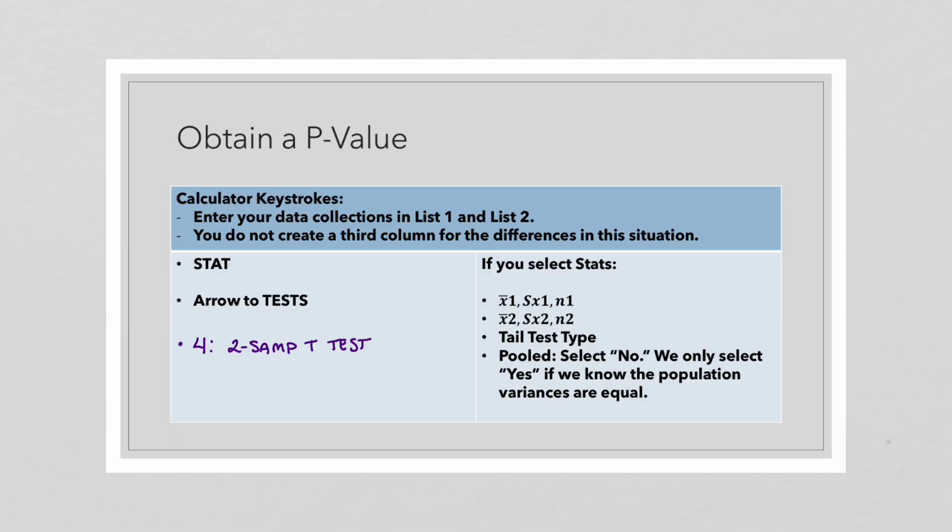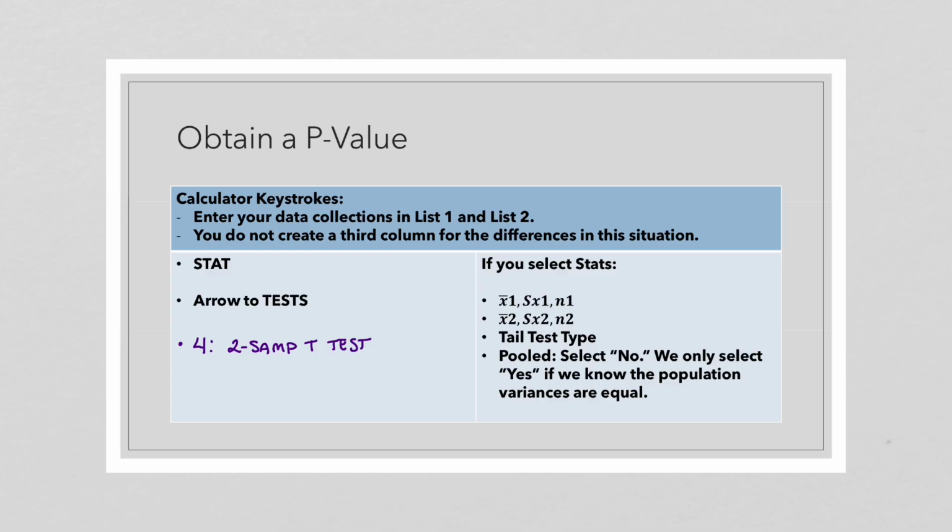So once you've selected your 2-sample t-test, we are then going to either choose data if we were given tables of data, hence the reason why you would enter everything into list 1 or list 2, or we would select stats. And this is where we actually are given everything summarized to us. So if we are given everything in stats form, then we would enter in the sample mean that they gave us, the sample standard deviation, and the sample size for group 1, and likewise that same information for group 2. Then we would select our type of tailed test. So are we doing a right tail, left tail, or two-tail?